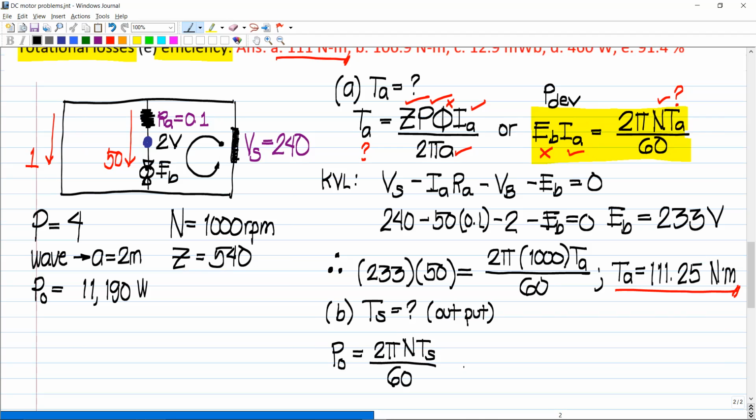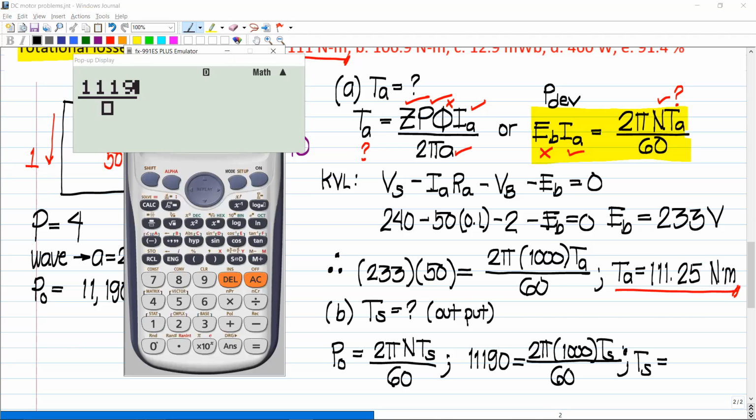So I think given pa din naman kasi itong lahat na to maliban sa shaft torque. So nailista natin that the output power is 11,190. This is equal to 2 pi. Ang speed again is 1,000. We are looking for the shaft torque and then divided by 60. So ito ang magiging shaft torque natin. 11,190, i-multiply natin sa 60, and then i-divide natin lahat ng katabi ni shaft torque.